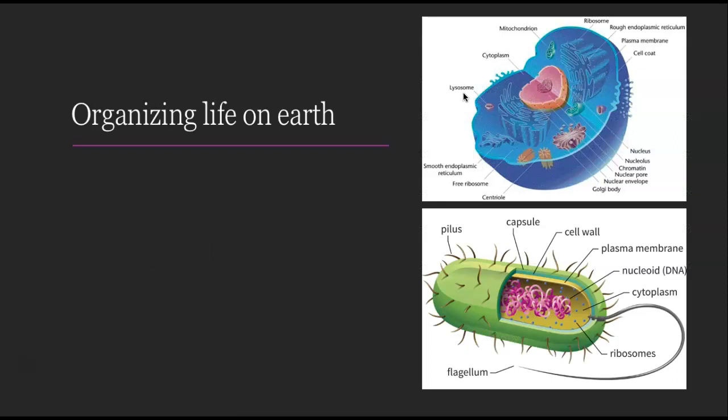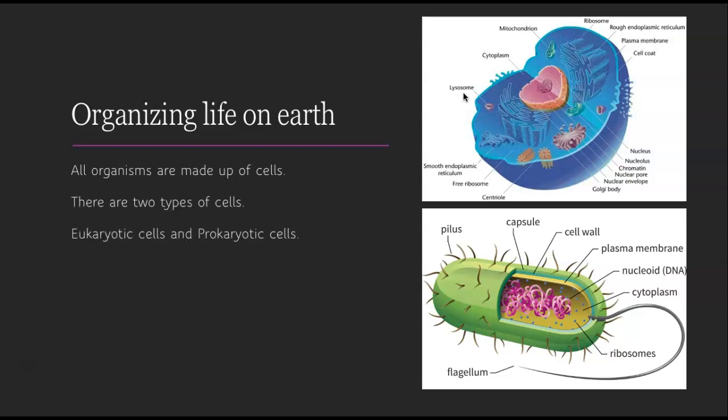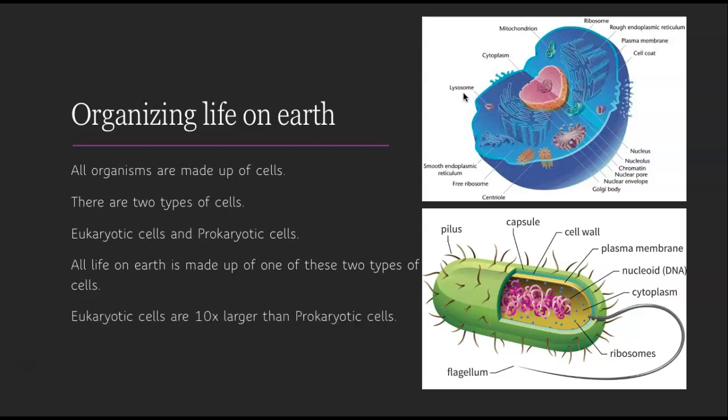Okay, so I told you that we're going to talk about animals, plants, all sorts of different organisms, protists, fungi. How do we organize life on Earth? Well, the first thing to know is that all organisms, like I told you, whether they are single-celled organisms or multi-celled organisms, they're all made up of cells. And there's two types of these cells, the eukaryotic cells and the prokaryotic cells. All life on Earth is made up of one of those two types of cells.